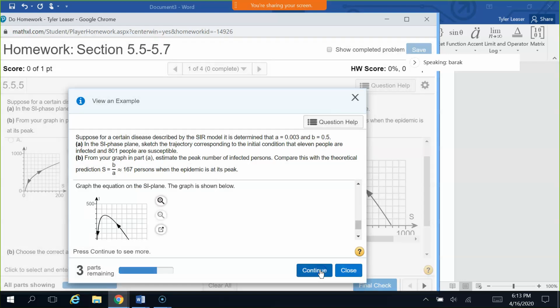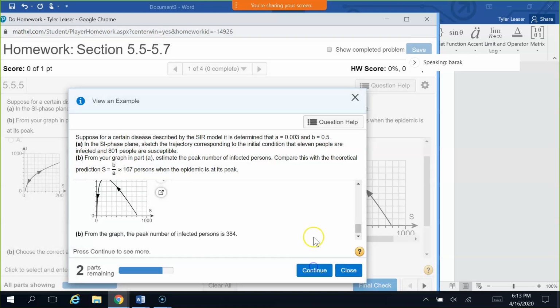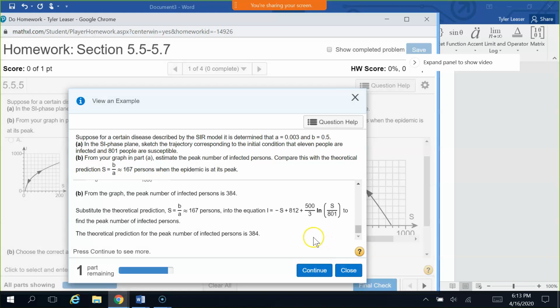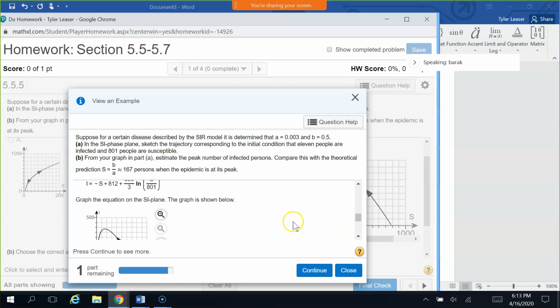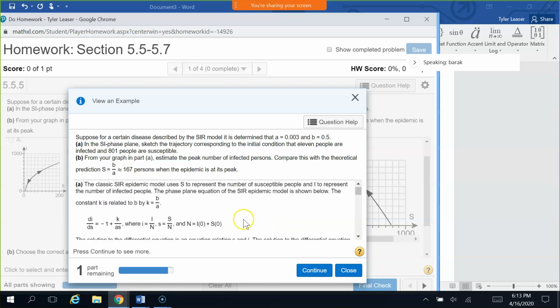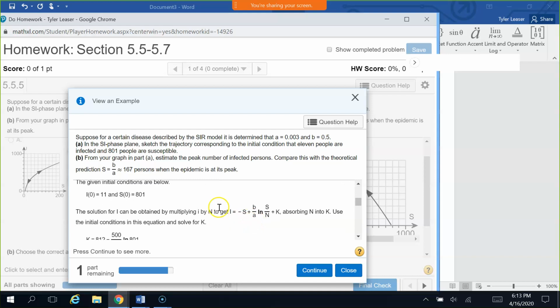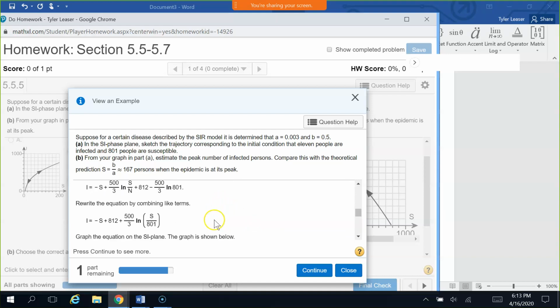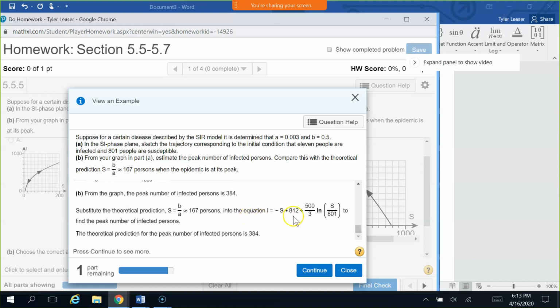Well, it has in the equation I equals negative S plus 812. I don't know where 812 came from, but yeah, that's coming from all this stuff up here, which is how we graphed it initially. I guess it would all be the same, but change the 801 to whatever your initial is. Yeah, mostly. And then just where there's an S, just put 167.